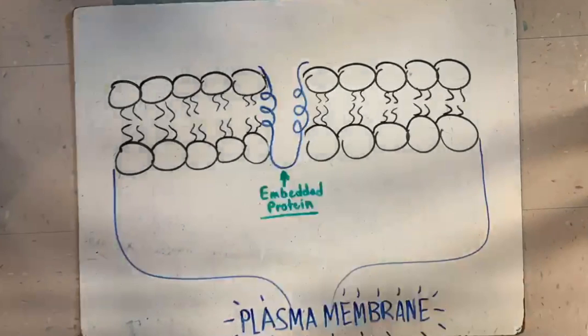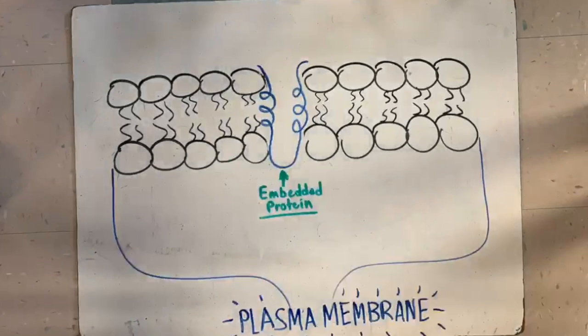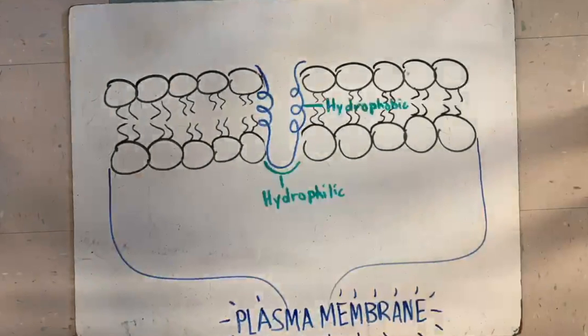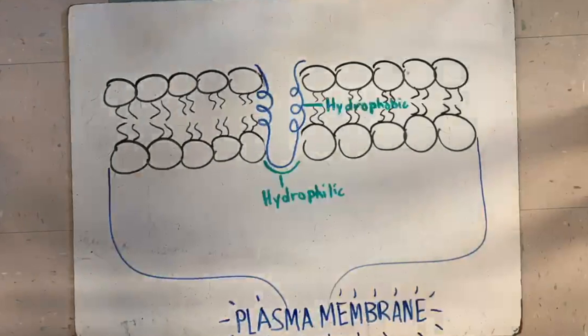Embedded proteins are utilized in order to transport polar proteins and molecules that have difficulty penetrating the bilayer. The protein is able to embed itself into the bilayer because its ends have hydrophilic R groups in their amino acids, while the insides have hydrophobic R groups.